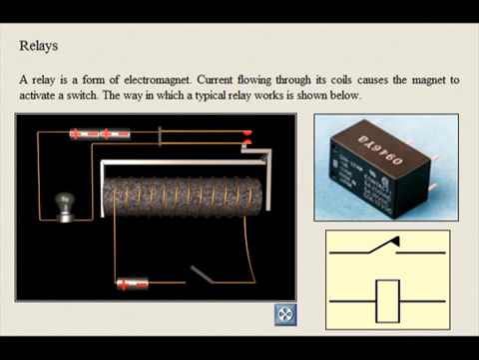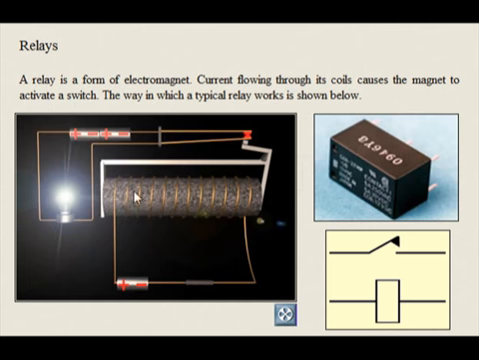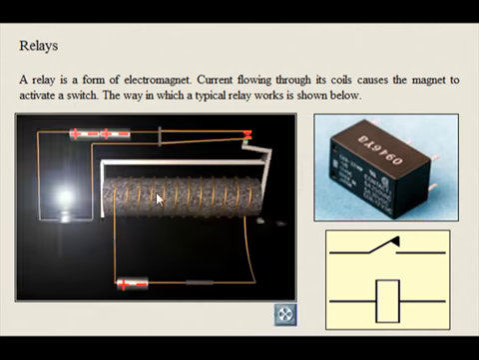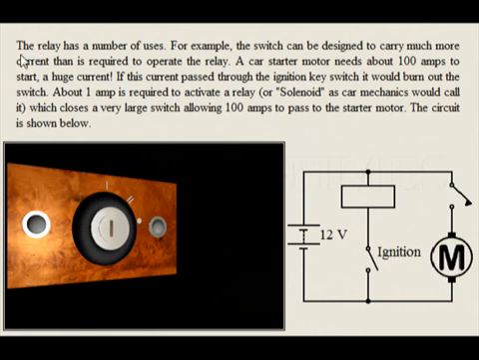A relay is a form of electromagnet. Current flowing through its coils causes the magnet to activate a switch. The way in which a typical relay works is shown below. The relay has a number of uses. For example, the switch can be designed to carry much more current than is required to operate the relay.